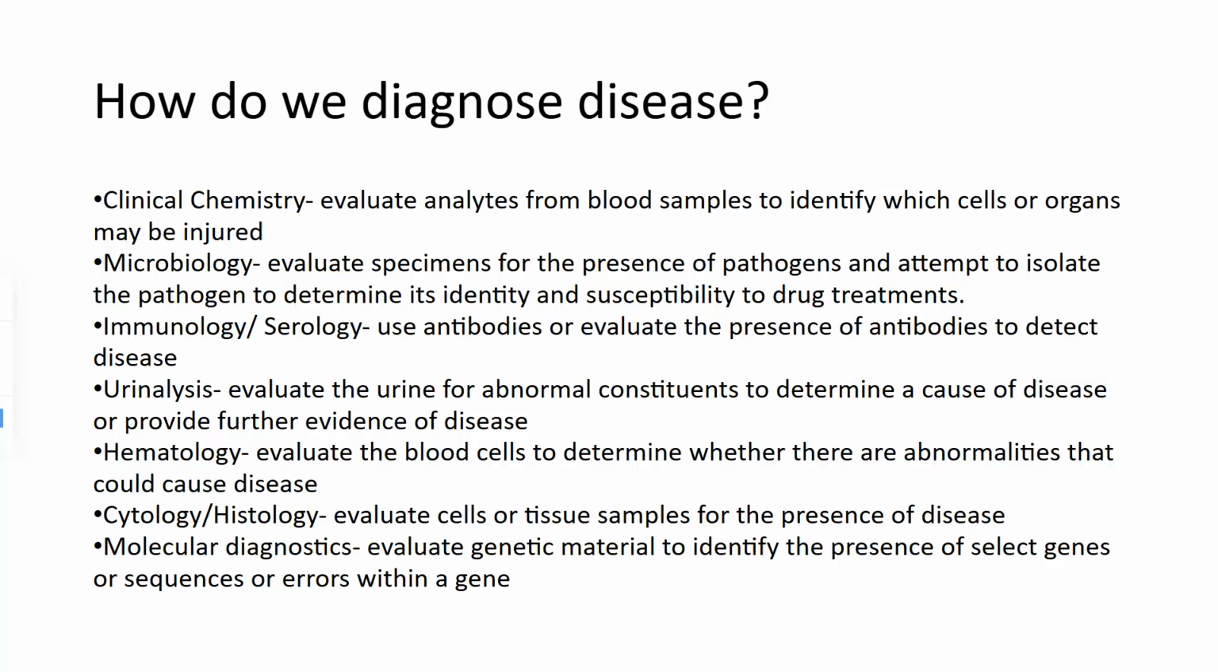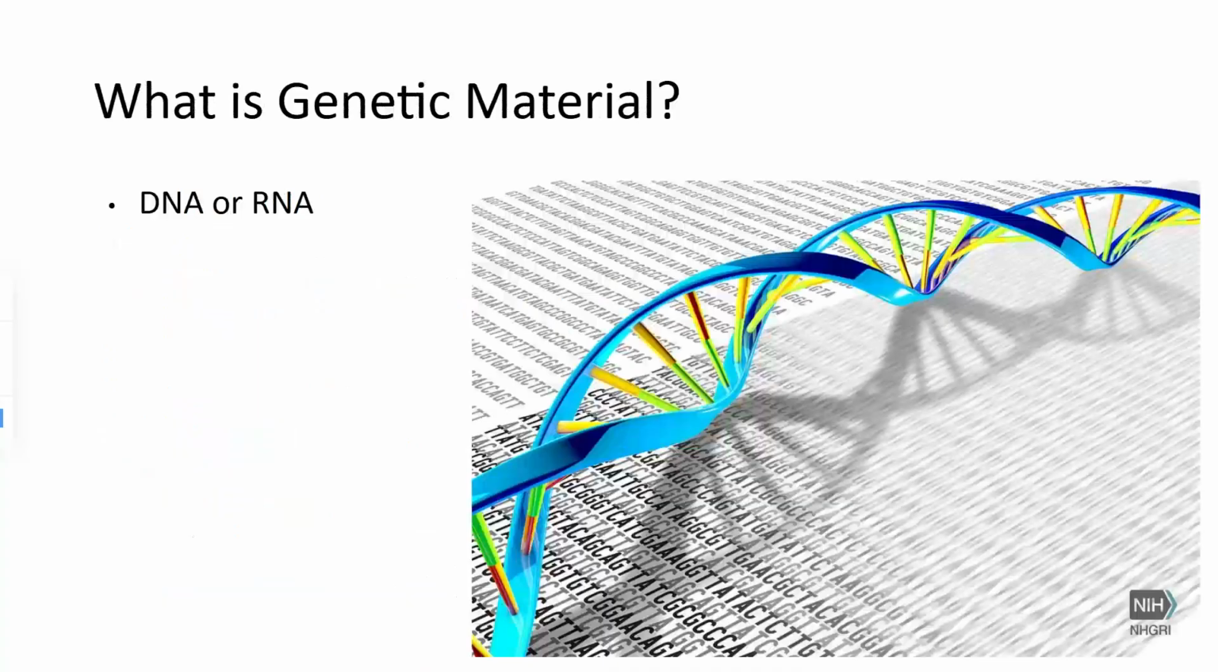In molecular diagnostics, we evaluate genetic material to identify the presence of select genes or sequences or errors within a gene. So we're looking at genetic material. So what is genetic material? Genetic material is DNA or RNA. And we're going to get into more of the details of what DNA is and what RNA is, and the various types of DNA and RNA that exist. But genetic material, in general, we're talking about something that has nucleic acids in it.